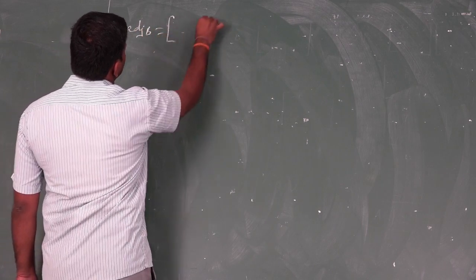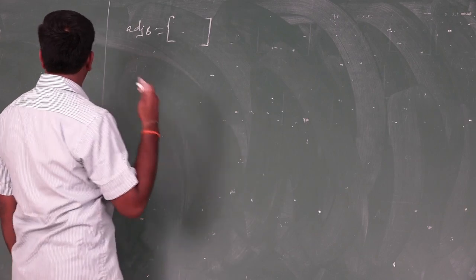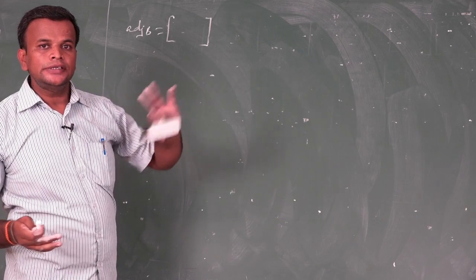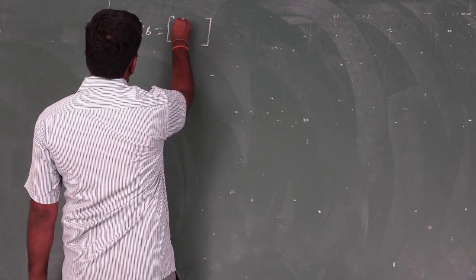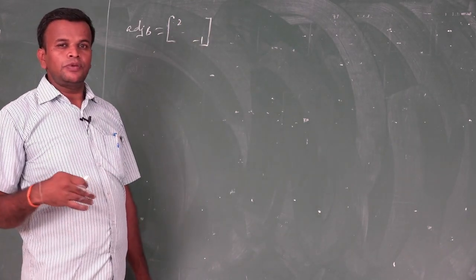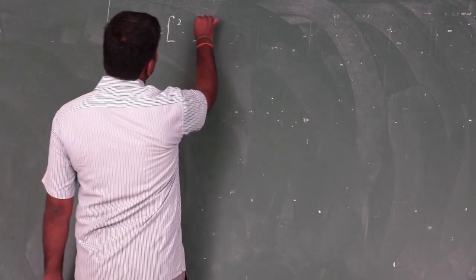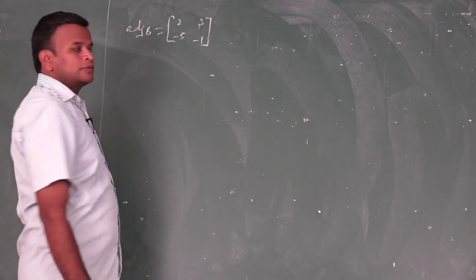Adjoint of the matrix B. The matrix B value is [-1, -3; 5, 2]. The first step, we interchange the leading diagonal elements. So the leading diagonal elements are interchanged, so it becomes 2, minus 1. And the next step is to change the sign of the remaining 2 elements. Minus 3 is there, so it becomes plus 3. Plus 5 is there, it becomes minus 5.